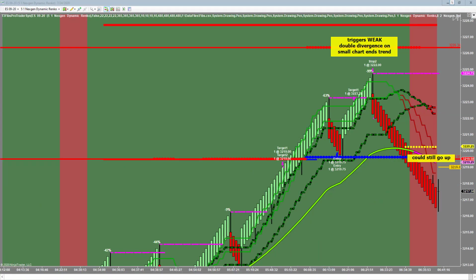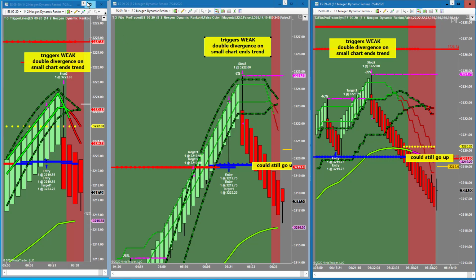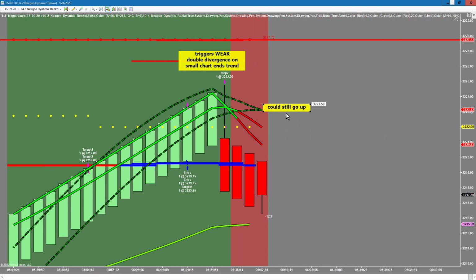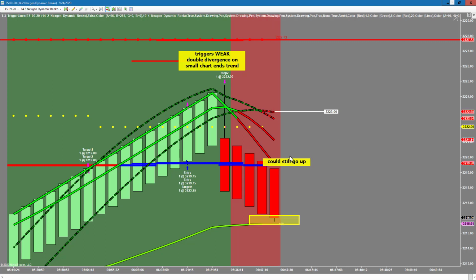And usually with weak triggers, after two divergences, so look, here's what you end up with. Label it up for you a little bit. You end up with weak triggers, two divergences, and in a strong trend up, we have to think we could still go up because we're looking at support and we're looking at mid bands. So we kind of get this thought, maybe we still go up, right? And even though the triggers have rolled down, they're still way above support, which is really bad for going short.